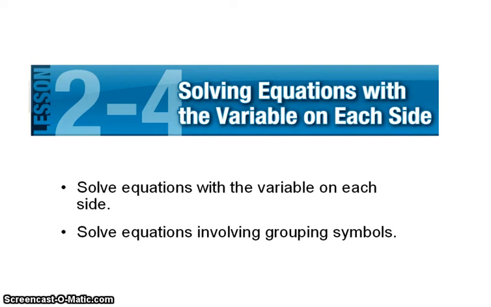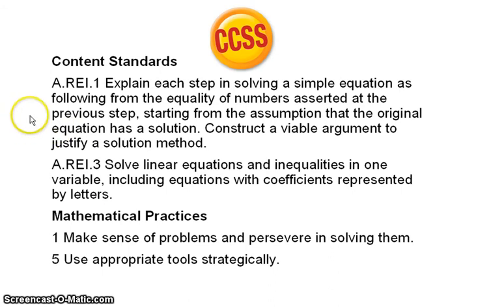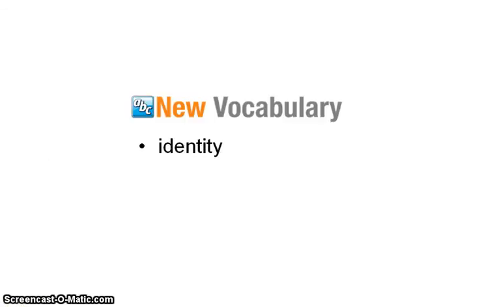So our goal today, we want to solve equations with variables on each side, and we want to also be able to solve equations that have grouping symbols, which would be your parentheses and your brackets. Okay, here are two Common Core content standards. They're the same ones that we've been using for the past couple lessons. Our new vocabulary word, it's not actually new, okay, it's identity. We've talked about identity properties before, but you'll see what that means when we come to it in the lesson.